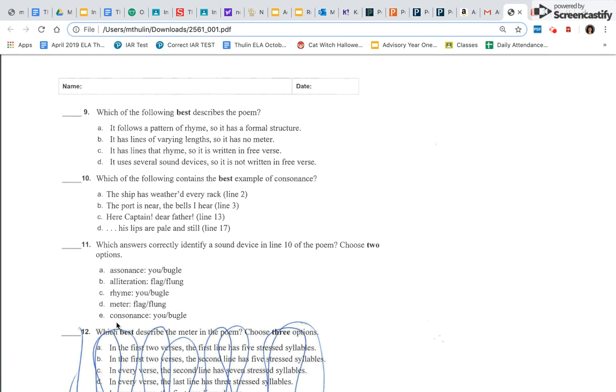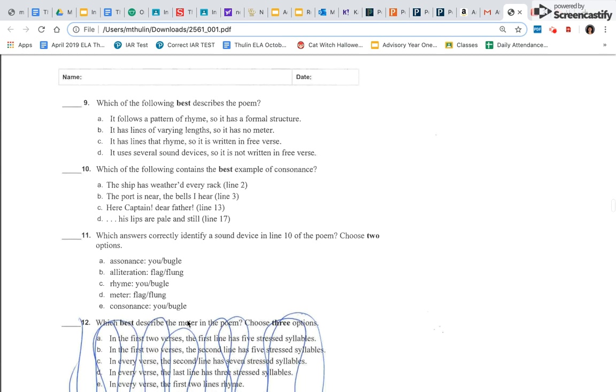Number 11. Which answers correctly identify a sound device in line 10 of the poem? Choose two options. A. Assonance. Remember the definition of assonance. U and bugle. B. Alliteration. Flag and flung. Rhyme. U and bugle. Meter. Flag and flung. Consonants. U and bugle. Choose two.